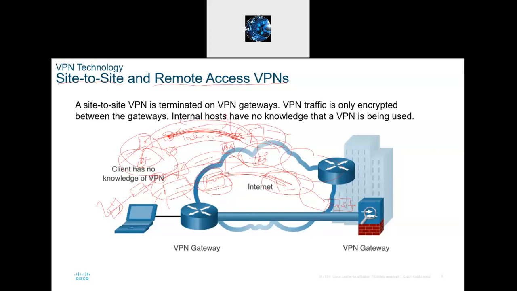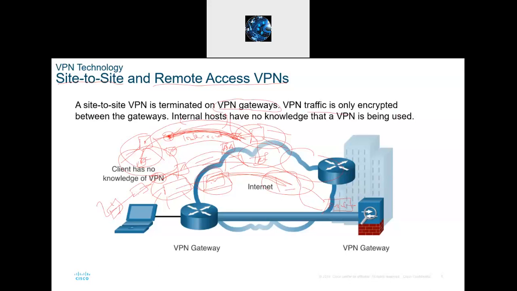Okay, so that is a typical example of site-to-site VPN. I'm just explaining this my own way now. Now look at what they said here. A site-to-site VPN is terminated on VPN gateways. So when they talk about VPN gateways, we are referring to the routers where we are configuring our VPN, or the Firepower or the firewall.